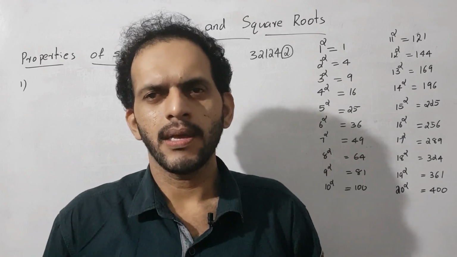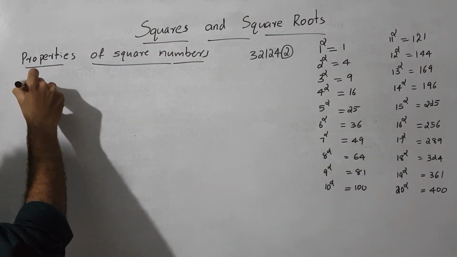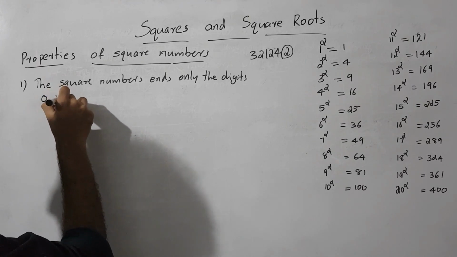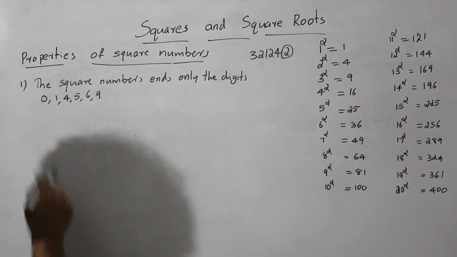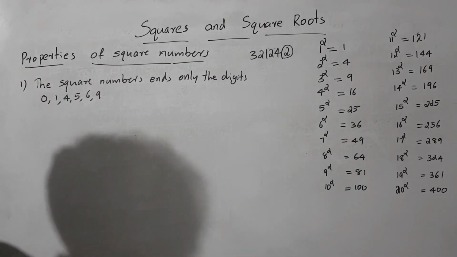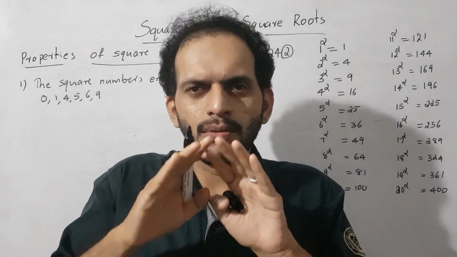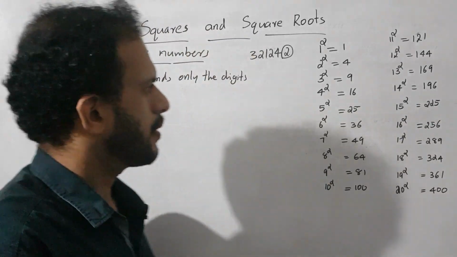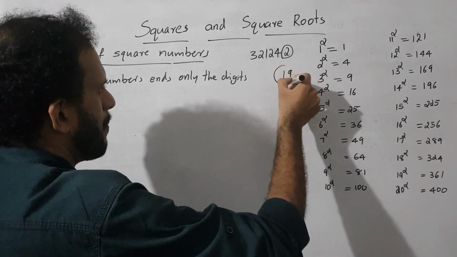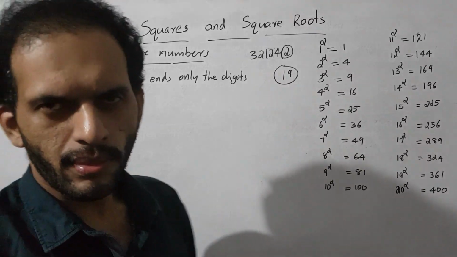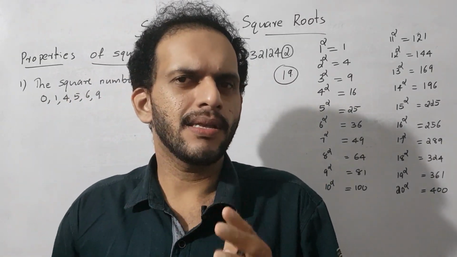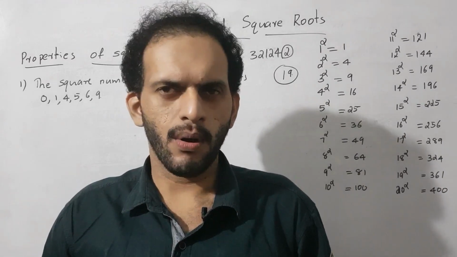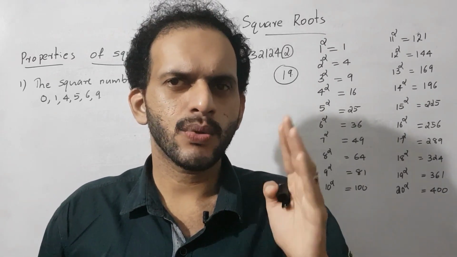Then what is our first property? The first property is like this: square numbers end only in the digits 0, 1, 4, 5, 6, 9. Okay, 0, 1, 4, 5, 6, 9. I told you that this does not mean that if a number ends in the digit 9, it is a square number. For example, 19. 19 is a number that ends in the digit 9, but it is very clear that 19 is not a perfect square number. Why? Because 19 is not possible to write as the square of any natural number.